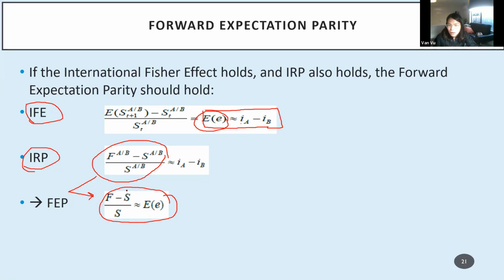This is similar to what we talked about in the tutorial today. We said that the forward rate is the conditional expectation of the future spot rate, and this forward expectation parity reflects that sentiment. Any change in the forward rate, the forward discount or premium, will reflect the expected change in the exchange rates. So this one is the expected change in the exchange rate.